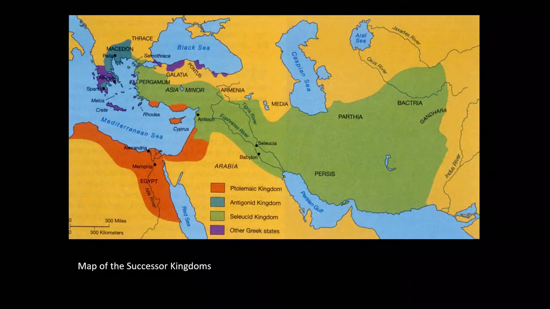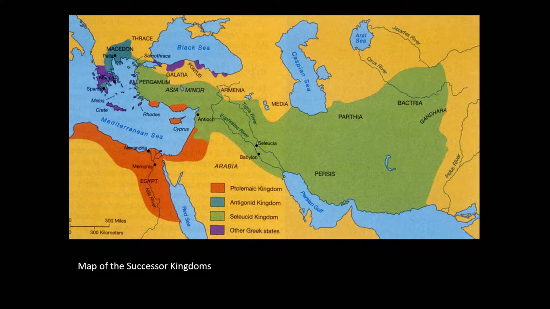So just as a reminder of how Alexander's empire is carved up amongst these diadochi, these successors, we've got the Antigonid dynasty up in Macedon, Lysimachus in Thrace, the Seleucids, of course, in Asia Minor and much of the Near East, and the Ptolemies down here in Egypt. So Alexander's empire is carved up after he died.